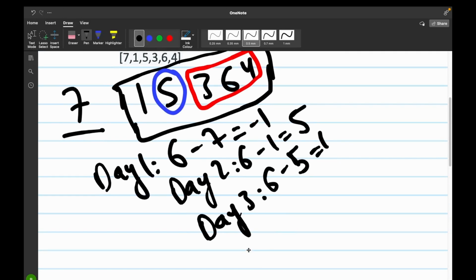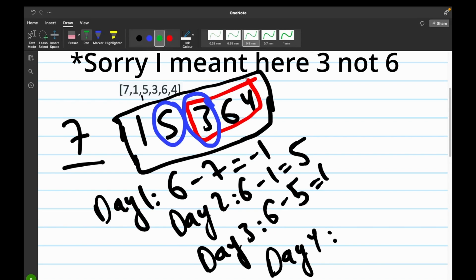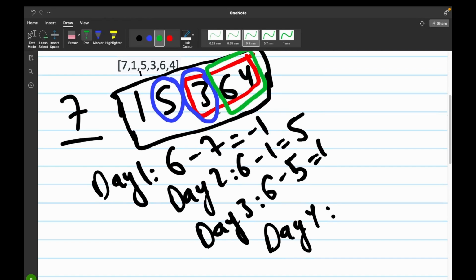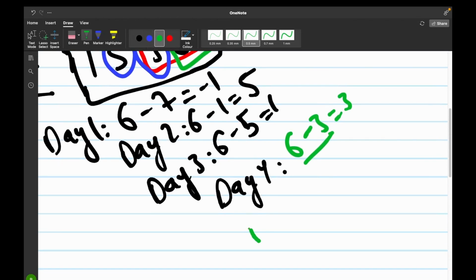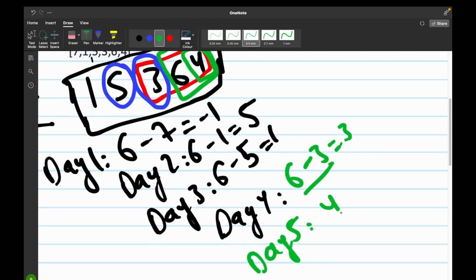Now let's come to day 4. For day 4, the buying price of the stock is 3 and the days left to sell the stock are 6 and 4, so the maximum profit that we can earn from other days is 6 minus 3, that is equals to 3, because 6 is the maximum price to sell the stock. Now we come to day 5, and for day 5 we see that we are only left with the price 4 to sell the stock, so we tell the profit as -2.